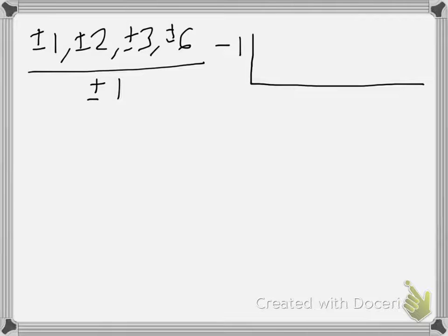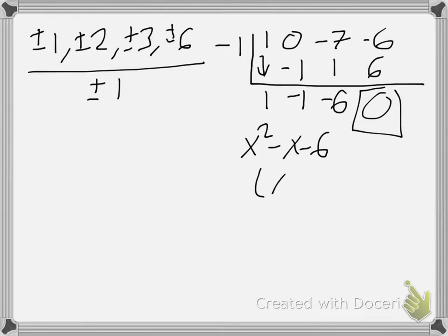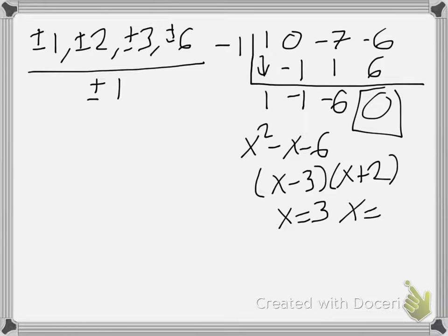So my coefficients are 1, 0, -7, and -6. So bring down the 1, it becomes -1. That becomes -1. That's 1, that's -6. That's +6. Hey, I got a 0 for a remainder, so that's a good thing. That means that -1 is one of my zeros. So now I have x squared minus x minus 6. Well, that's easily factorable, x minus 3, x plus 2. And I get x equals 3, x equals -2.